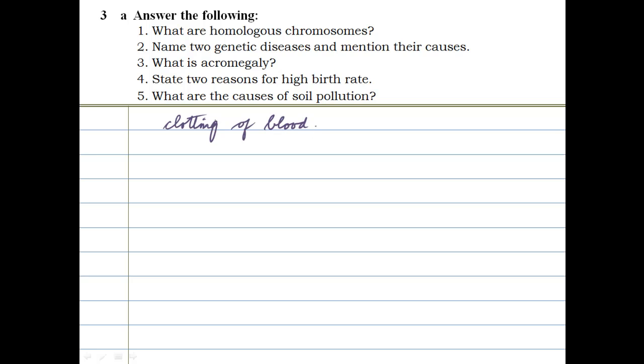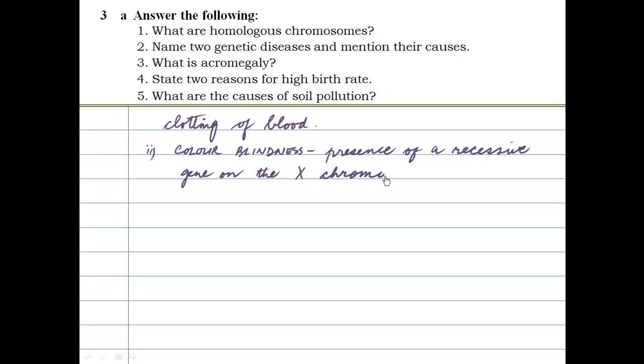Next disease that's there. Second one, let's say we take color blindness. Again, what's the cause? Presence of a recessive gene on the X chromosome as well. Which obviously leads to color blindness. Okay, moving on to question 3. We leave a space there because there's quite a chunk of text.